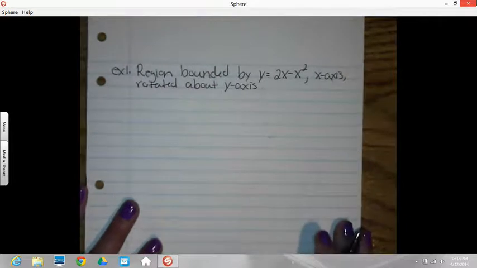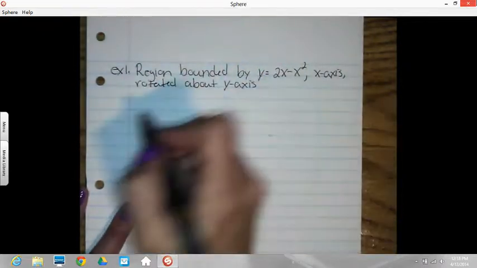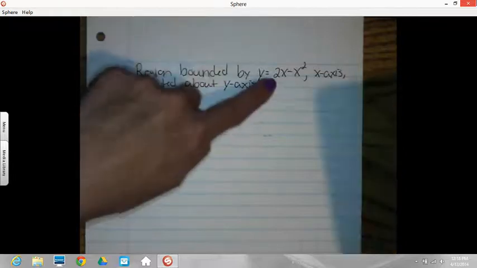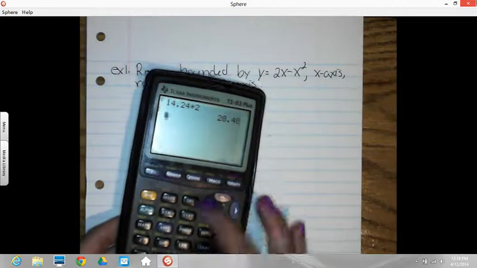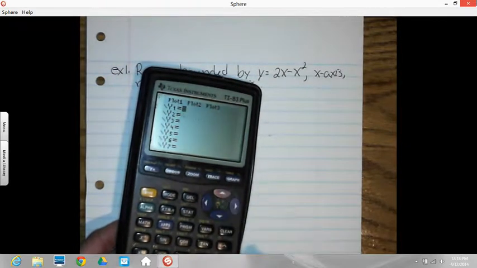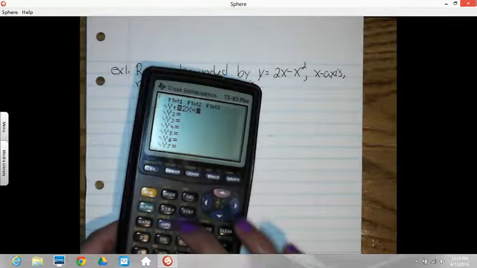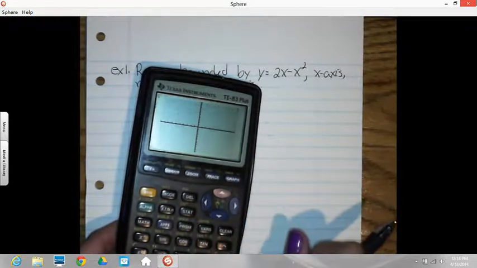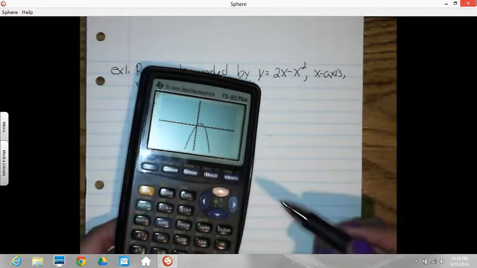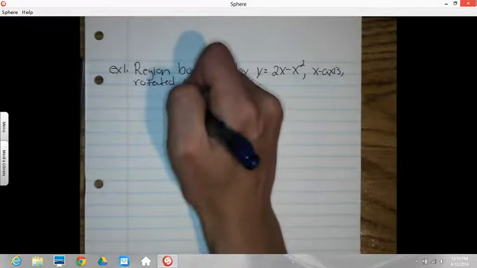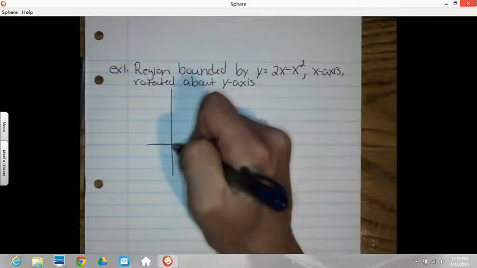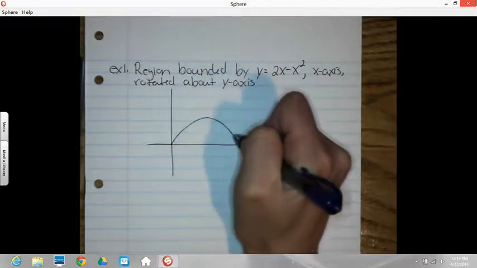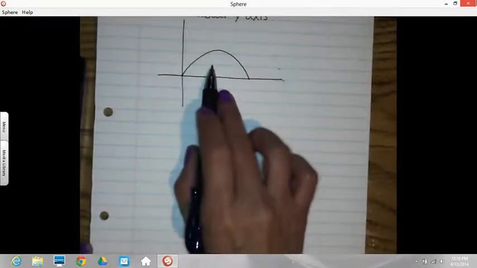Okay, graph first. Upside down parabola. 2x minus x squared. Okay, vertex is over. It went through the origin. So bounded by this and the x-axis. So I'm taking this region, and I want to do this with cylindrical shells. Shells is my technique.